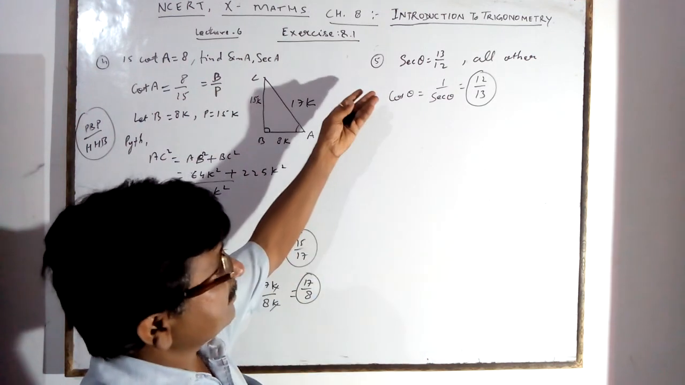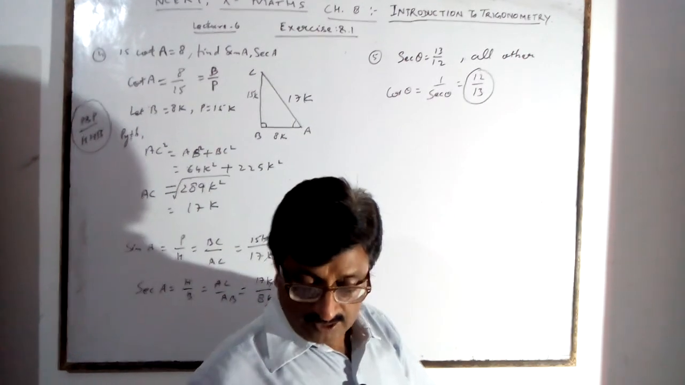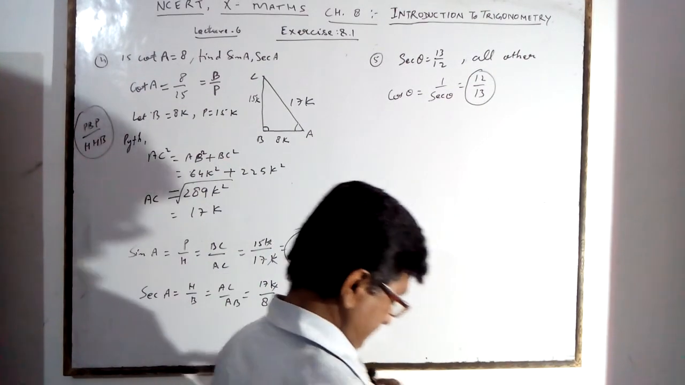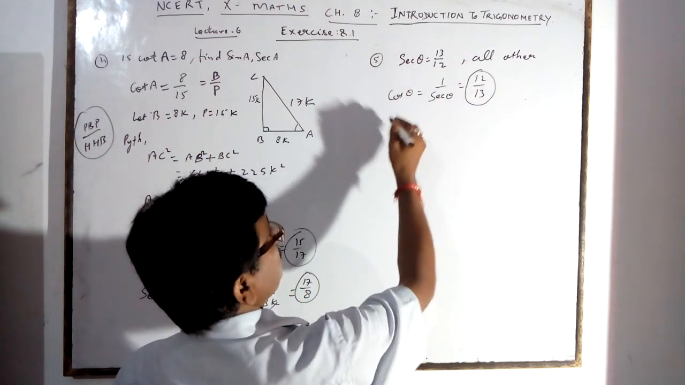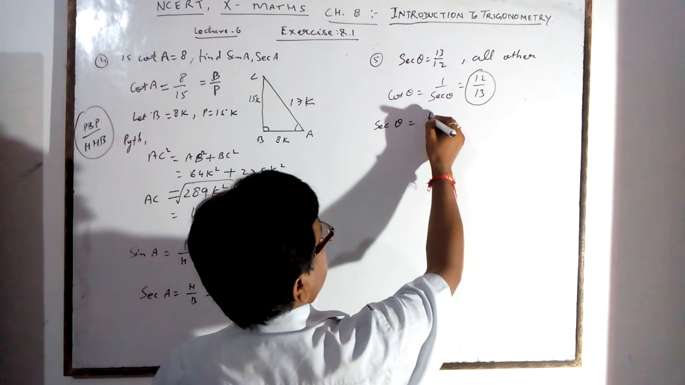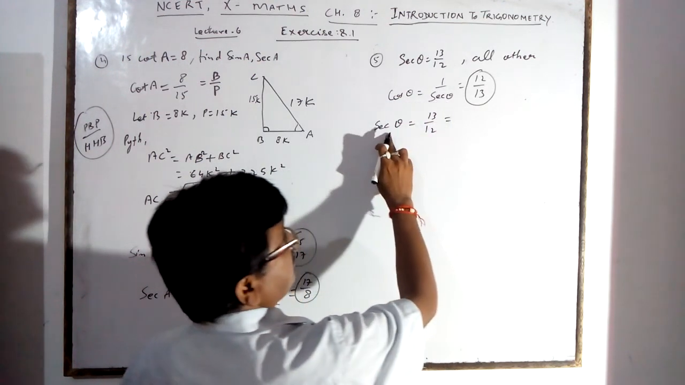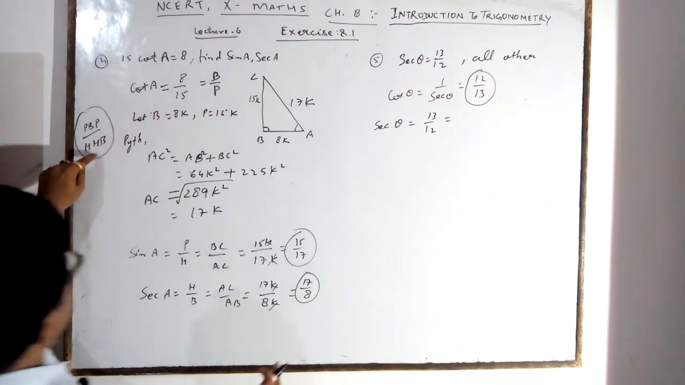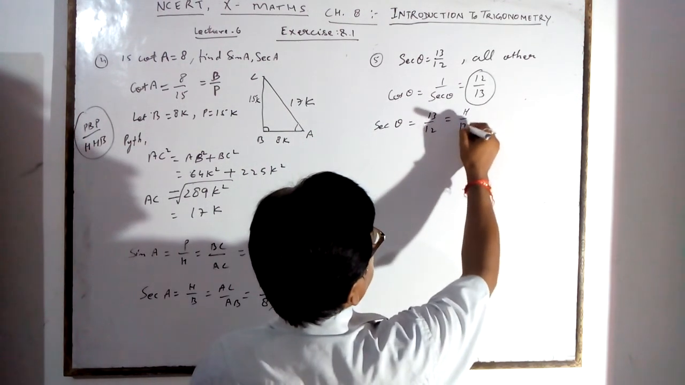But for the others, you want to get sin and tan. For the other trigonometric ratios, you must draw the figure, or you can do it without a figure also. Sec theta is equal to 13 by 12. What is sec? Sec is H upon B.